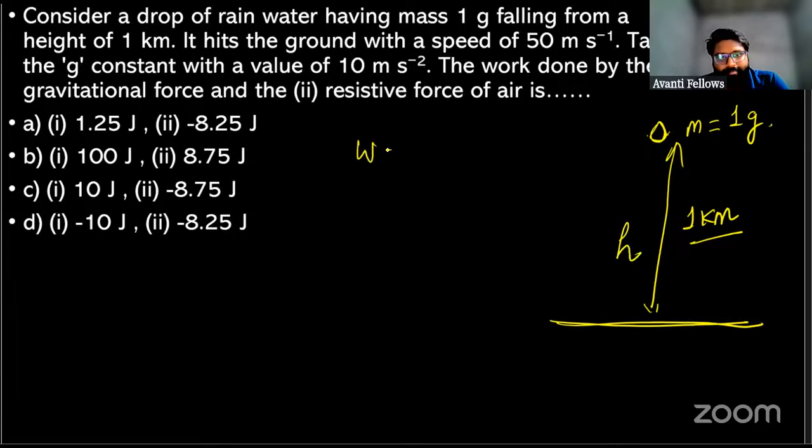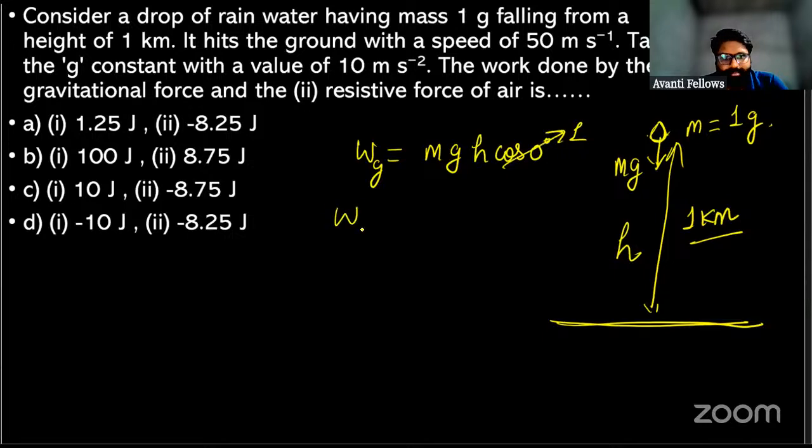So we can apply the work done by gravitational force. The weight force will be acting downward, mgh, and the displacement is also happening in the downward direction. So we can say that it is mgh cos 0, because the angle between the mg force and the displacement is 0 degree. Cos 0 is 1. So the work done by the gravitational force is mgh, which is nothing but the potential energy of it.